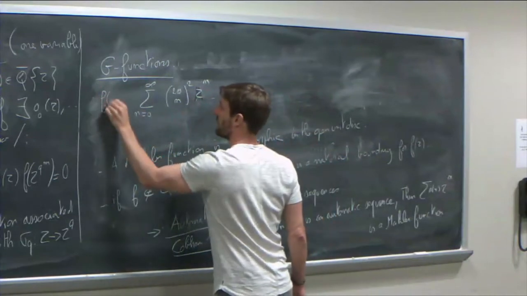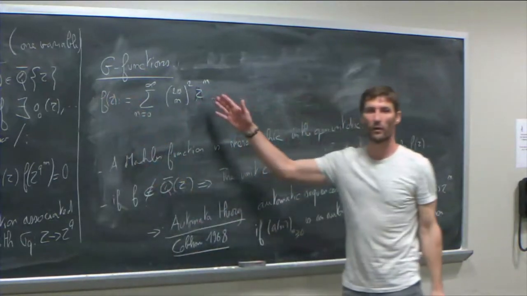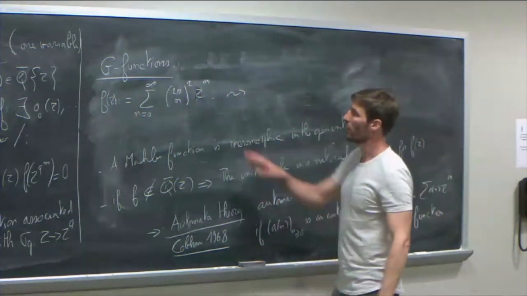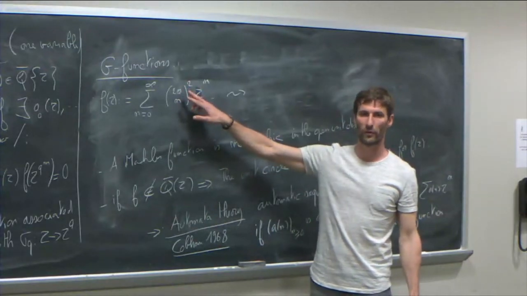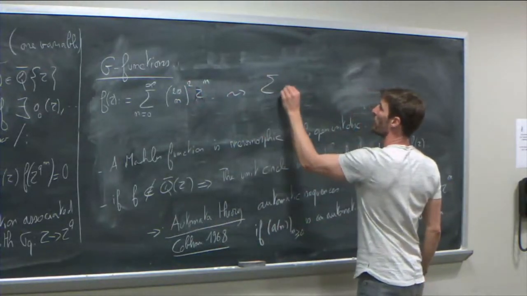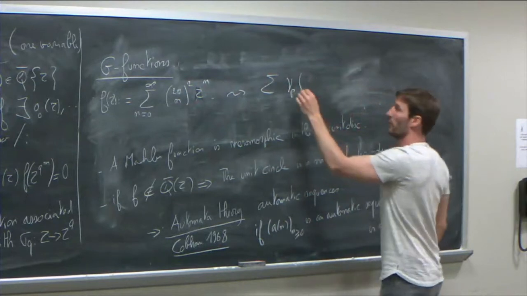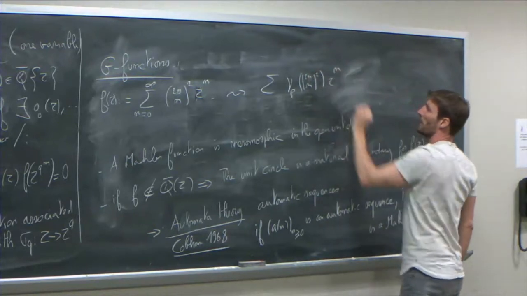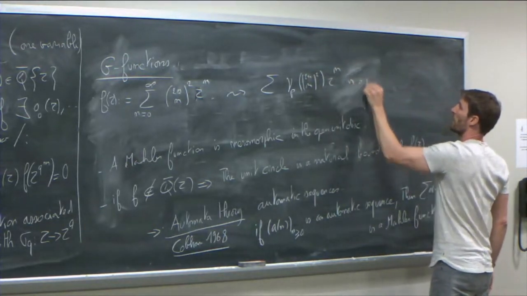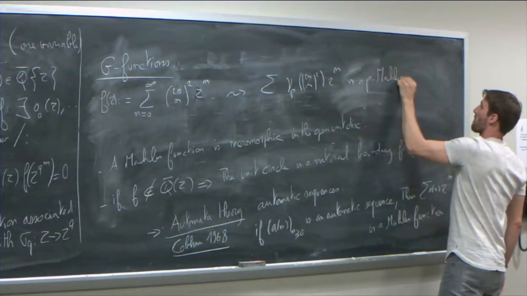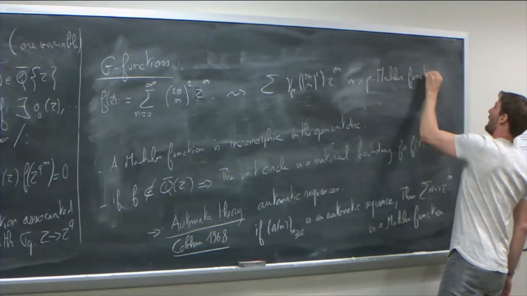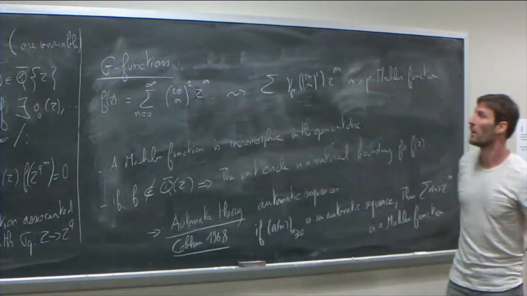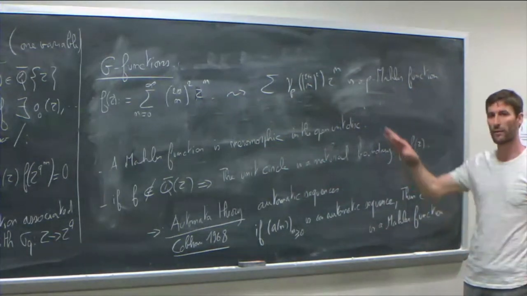If I choose f(z) to be this G-function, and you consider the p-adic valuation of these coefficients, for p a prime number, so the sum of ν_p of binomial(2n, n) squared times z^n, is it a Mahler function? It seems it's not true in general. It does not hold for all G-functions, but we have a lot of examples where such things appear.